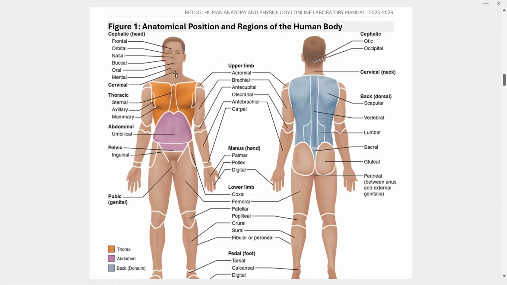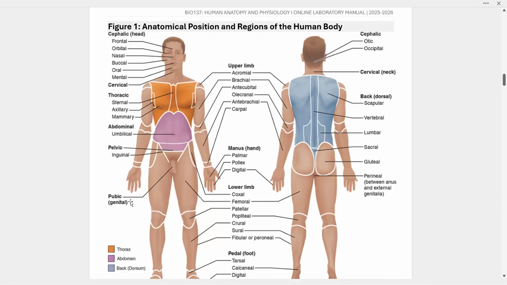Cervical means neck. Thoracic is your mid-back area. And in the thoracic area, we have the sternum, your breastbone. Axillary is like where your armpit area is. Mammary is the breast tissue, pecs. And we have the abdominal area, which includes your umbilical area. And we have the pelvic area and the inguinal area.